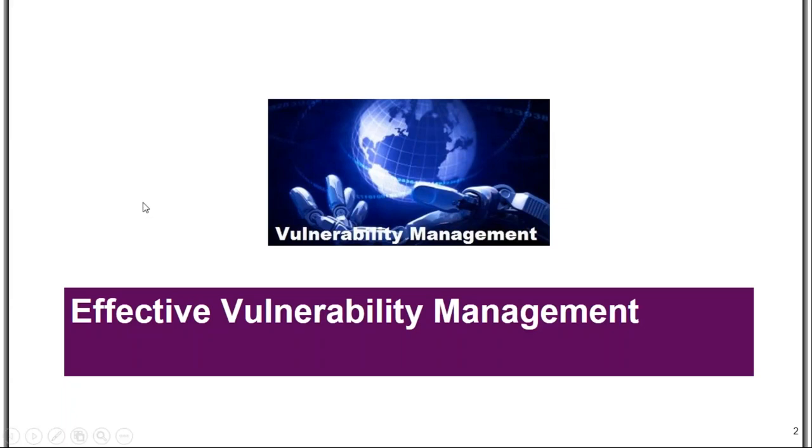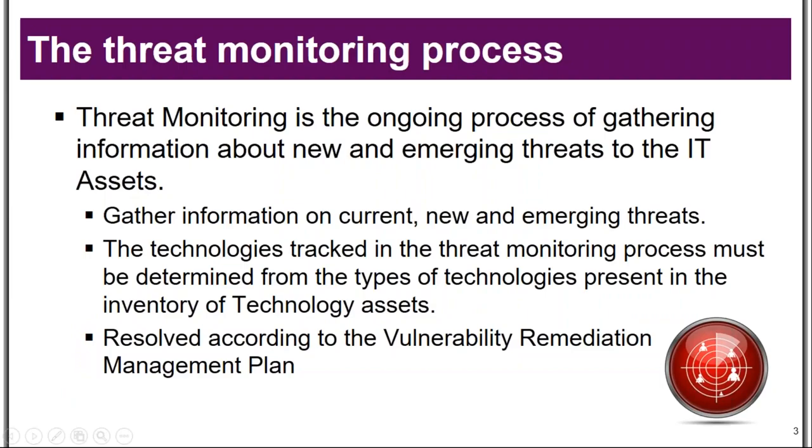So let's get into the 5 processes that you want to have in place. First thing you want to have is a threat monitoring process. Threat monitoring is the ongoing process of gathering information about new and emerging threats that are out there that could affect your IT assets, the different things you have in your organization. This is going to be different for every organization because it depends on your particular situation, your industry, and your needs. But whatever it is, you need to have a threat monitoring process of some type.